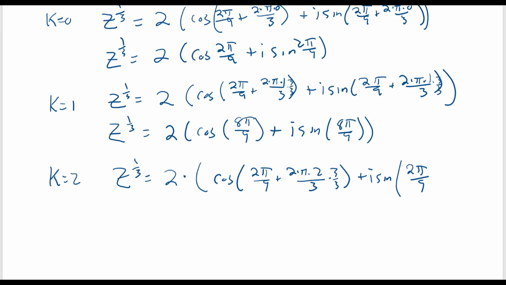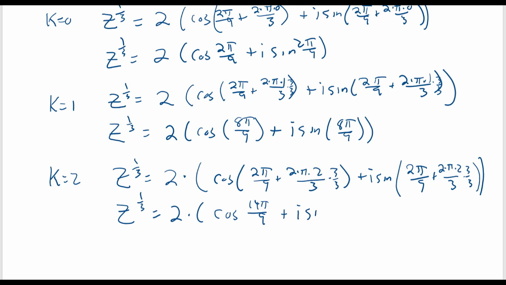So i sine of 2 pi over 9 plus 2 times pi times 2 over 3. And again, we'll multiply by 3 over 3 to get the common denominator. So we have z to the 1/3 equals 2 times cosine of 2 pi over 9. So 2 pi times 2 is 4 pi times 3, 12 pi. 12 pi plus 2 pi would be 14 pi over 9. Plus i sine of 14 pi over 9.